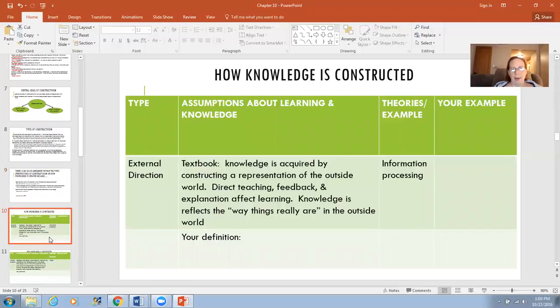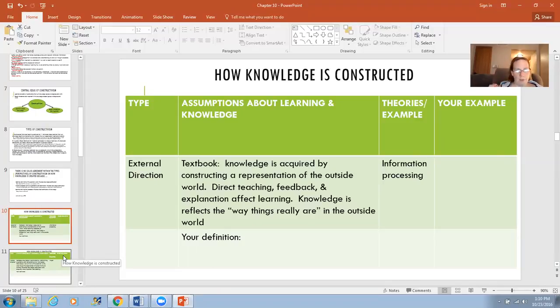Okay, so that being said, there are 3 different views on how knowledge is constructed. So it's external, is it constructed from an external direction, an internal direction, or both? And with the external direction, the assumption about learning and knowledge is that knowledge is acquired by constructing a representation of the outside world. So direct teaching, feedback, and explanation affect learning. Knowledge reflects the way things really are in the outside world.